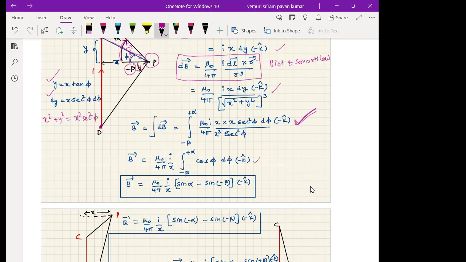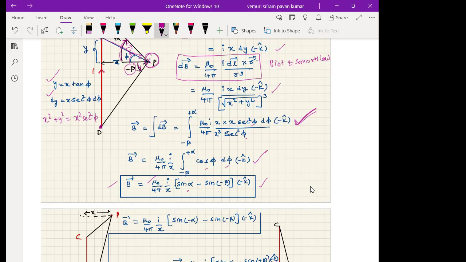Now you come to this relation where secant square phi over secant cube phi becomes cos phi d phi. Your limits are minus beta to plus alpha. Finally, you get B is equal to minus mu naught by 4π, I by x, into sin alpha minus sin minus beta, times k cap. Remember it like this, sin minus beta, and minus k cap. That is, if the current is going like this, the field is like this. You can use the right hand grip rule for this.